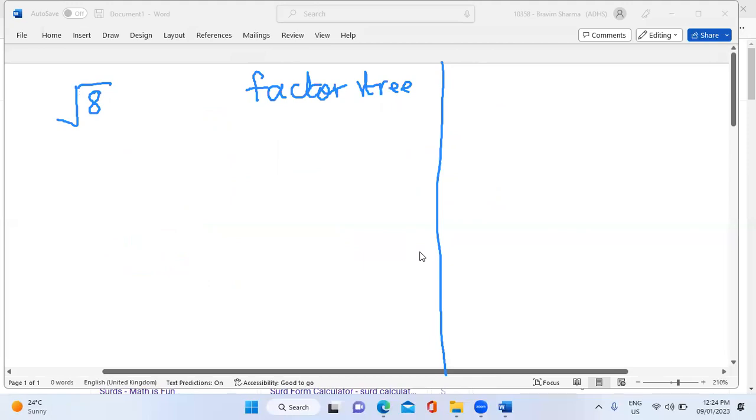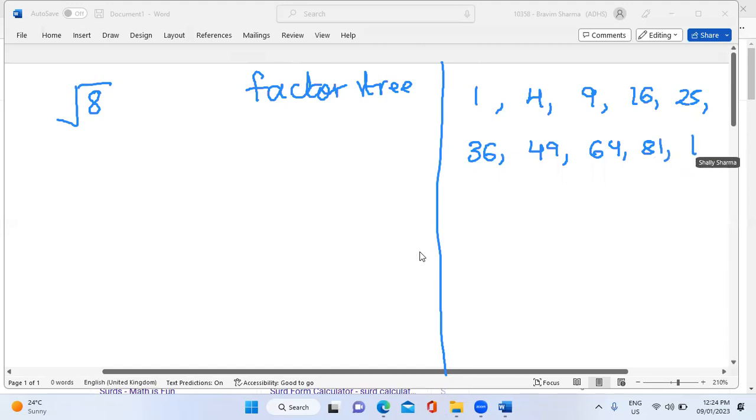So we know the numbers like square root of 1 is 1, then we have the square number 4, then we have the square numbers 9, 16, 25, then 36, then 49, then 64, 81, and 100. I write the square numbers from 1 to 100. Now square root of 8.